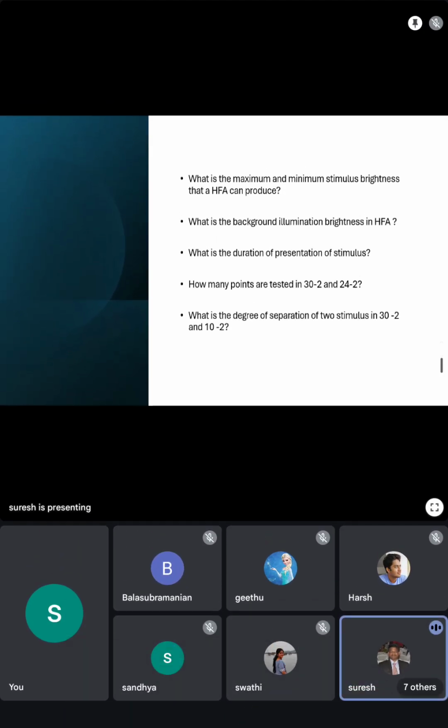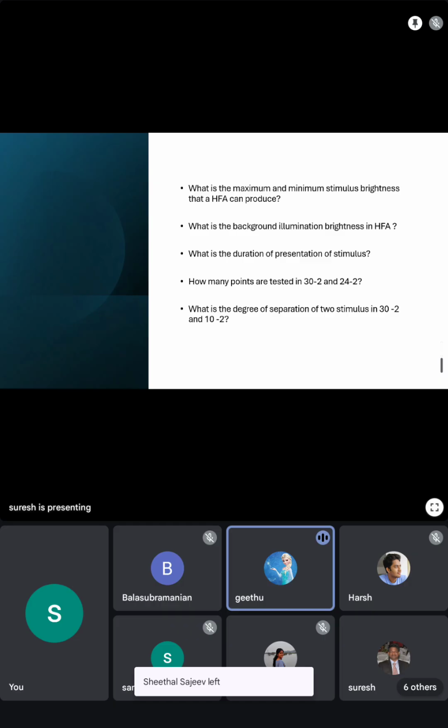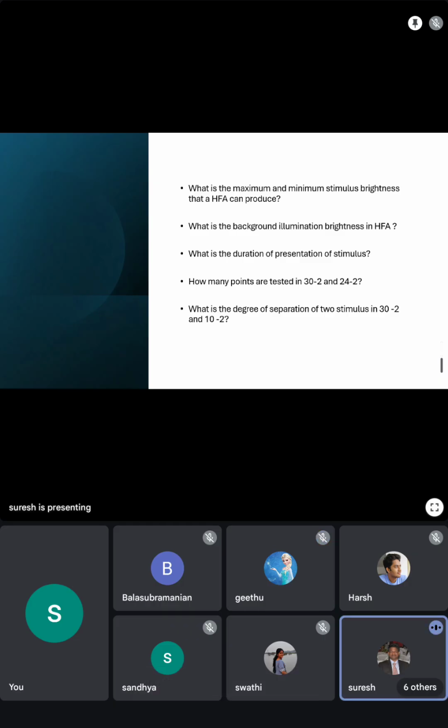Any of these questions, anyone able to get through? You can tell me. Max 10,000 apostilbs. Okay. Background? 31.5 apostilbs. Okay. Duration?